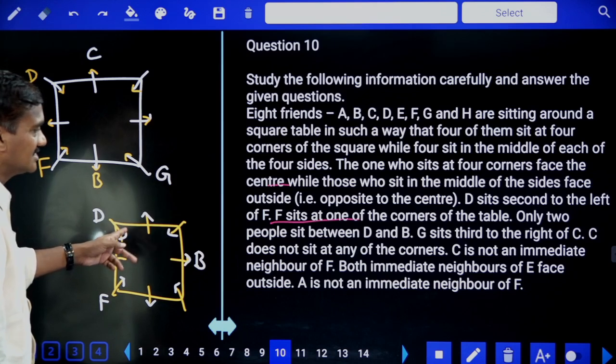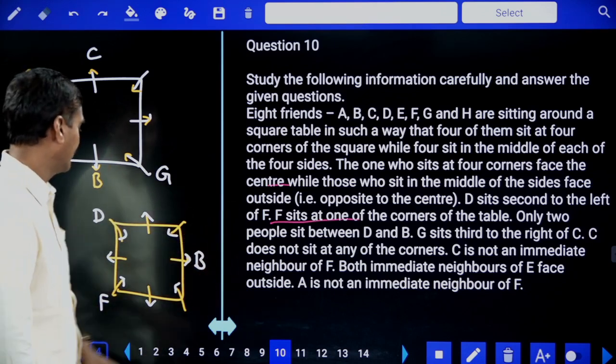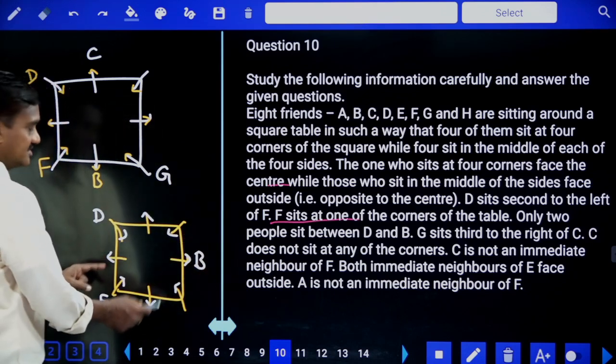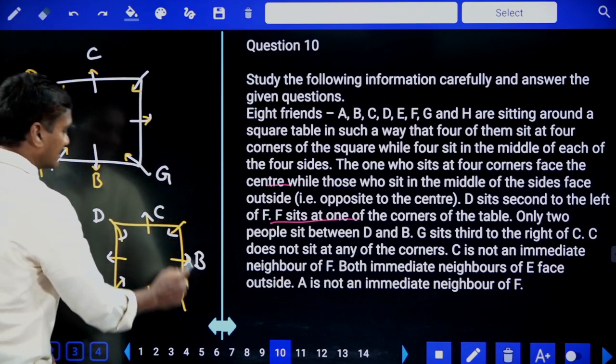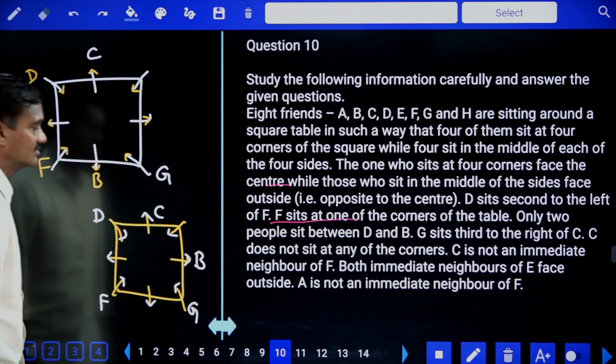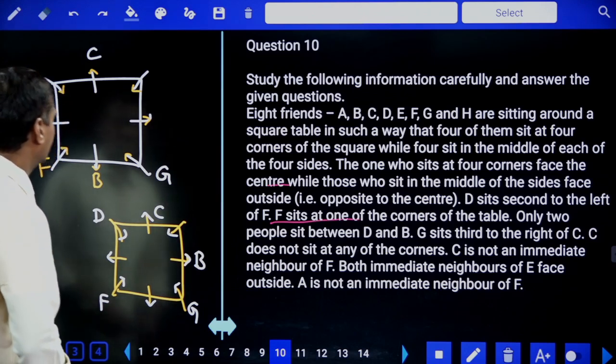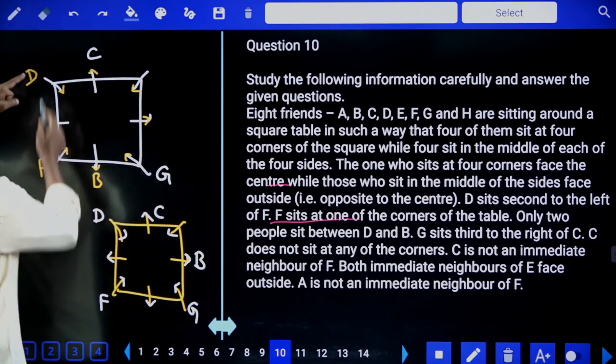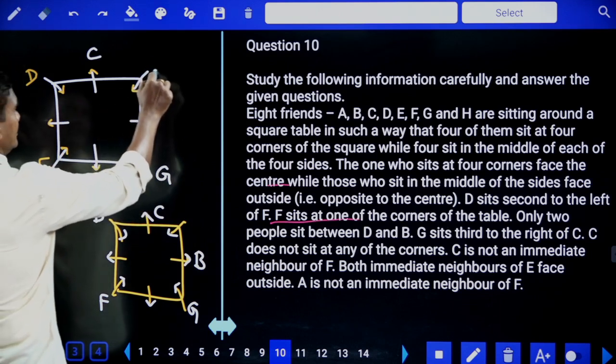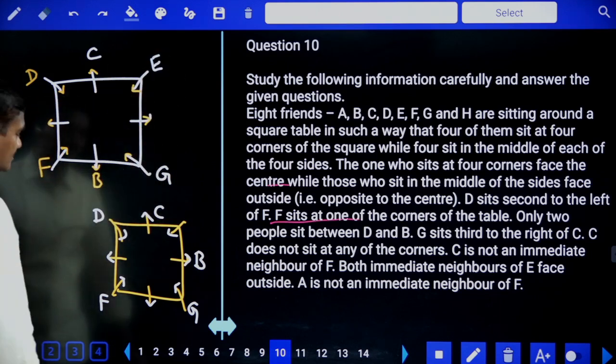And C does not sit at even. C is not an immediate neighbor of F. C cannot be in these two places. Hence C is here. C ఇక్కడ ఉంటే G is here. G sits out to the right of C. And next, both the immediate neighbors of E face outside. Immediate neighbors of E face outside అంటే E must be at the corner.